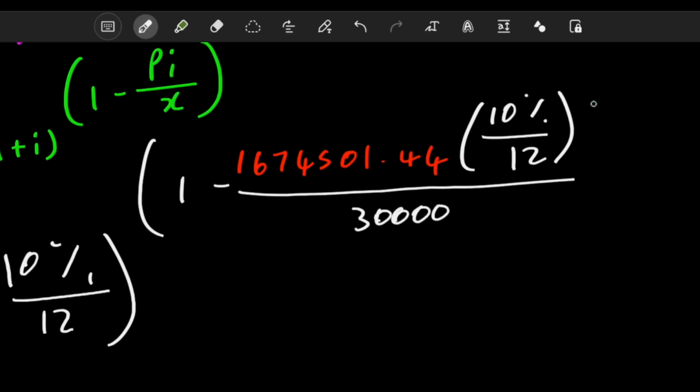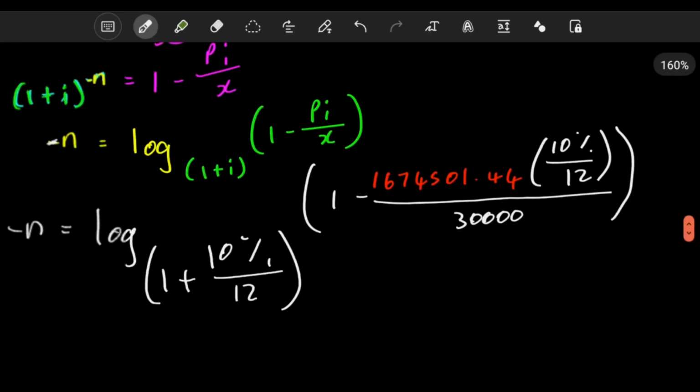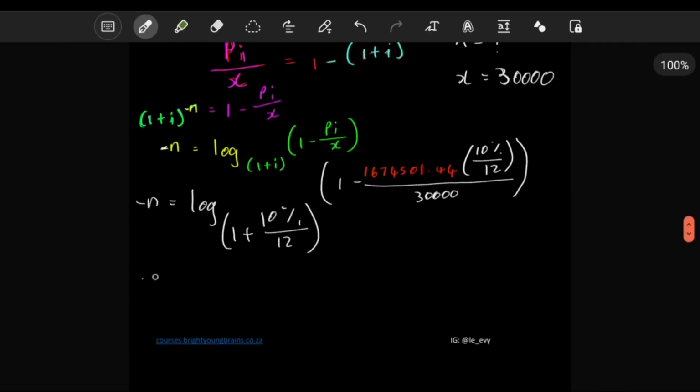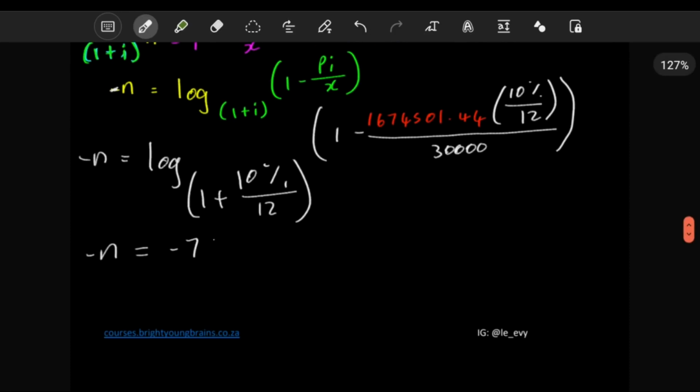So the way you put this in your calculator is important. Here your negative N is going to give you a negative value as expected. The negative N value that we're getting here is negative 75.4. And then here you obviously need to divide by negative on both sides.